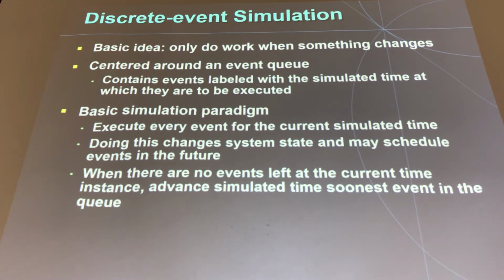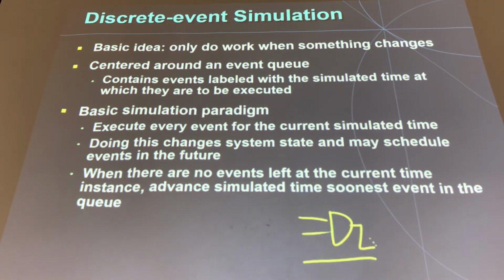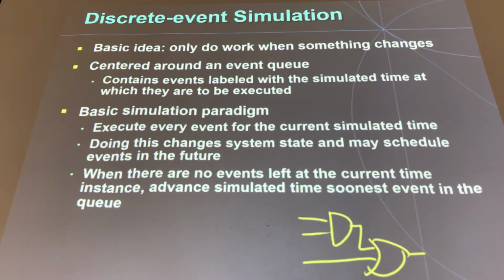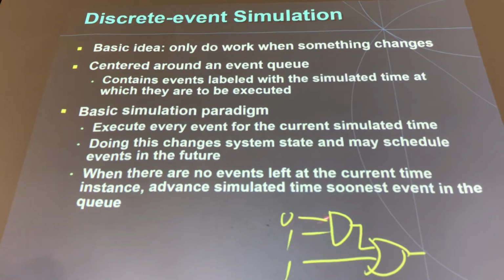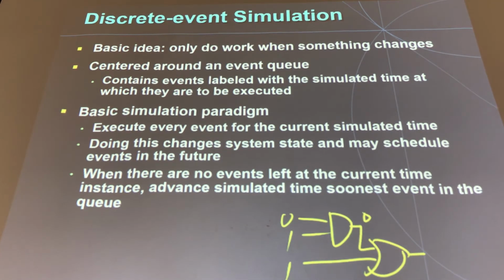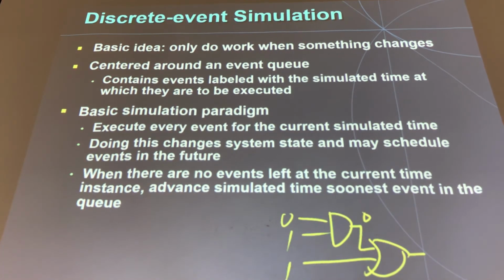Let me give an example. Here we have 3 inputs and 1 output. When you do event-driven simulation, we look at the input. Here we have 0, 1, 1. We do the simulation. The AND gate with inputs 0, 1 is going to give 0, right? The output of the AND gate. And with 0 here and 1 here, we get 1 in the output.